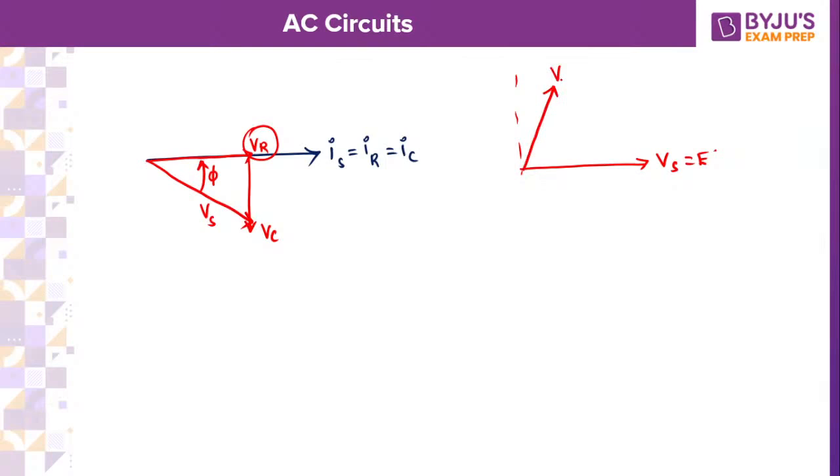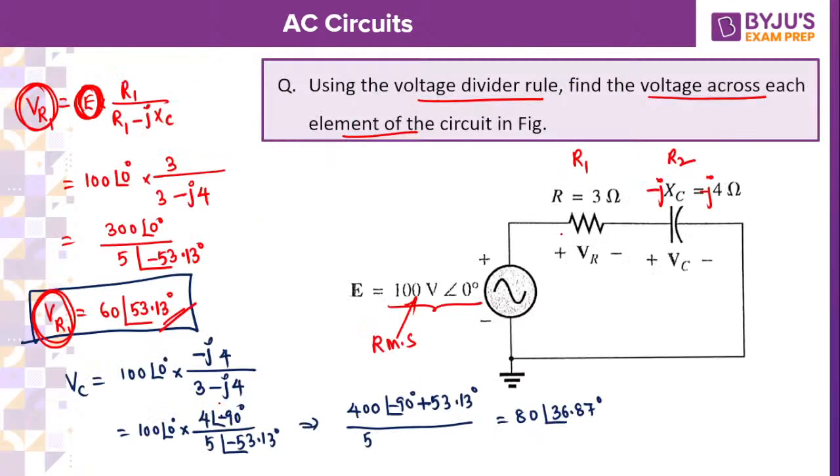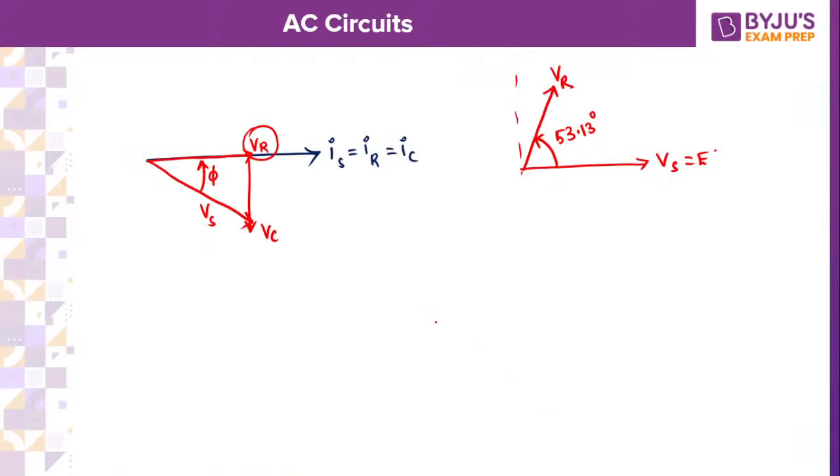So this is my voltage across the resistance. How much is this? 53.13. Now what is the other thing? Voltage across the capacitance with respect to source voltage. How much is it? Plus 36.87.